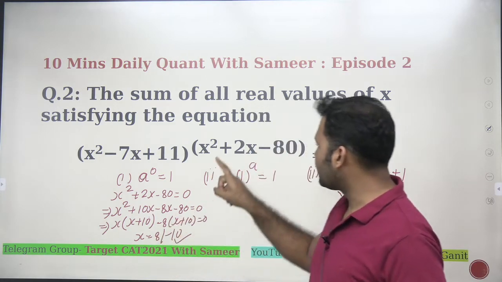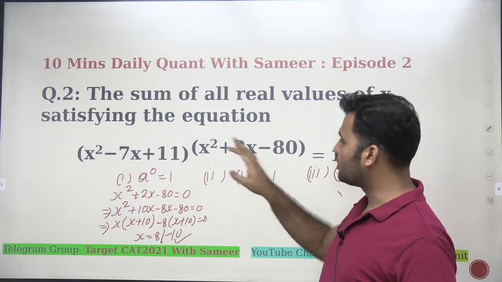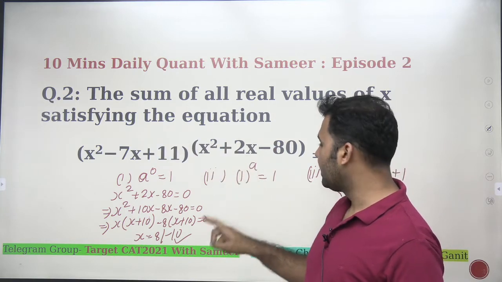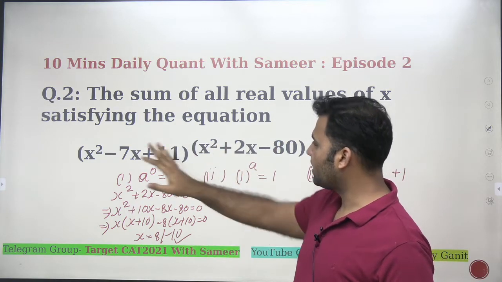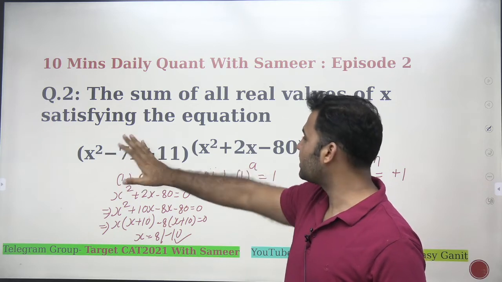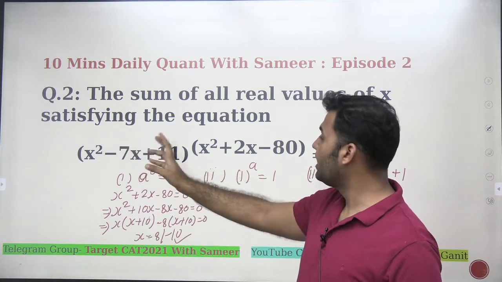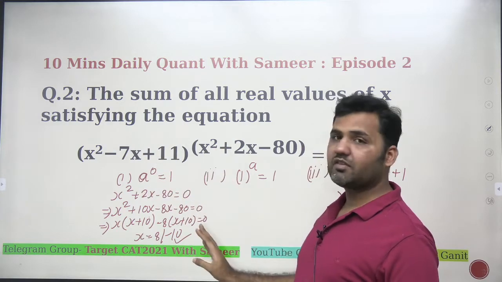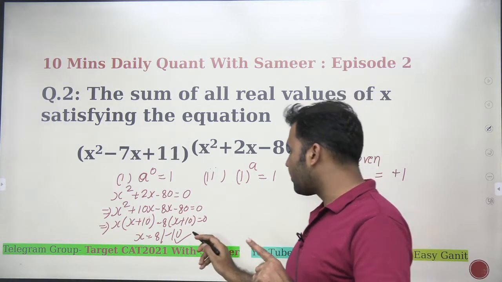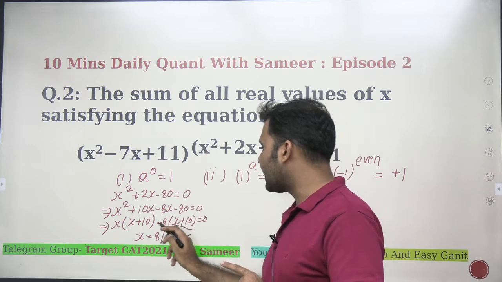That means if I put x as 8, this whole expression will be 0. So anything raised to power 0 is 1. If I put x as minus 10 over here, whatever value this has at x equal to minus 10, obviously it will not be 0, right? Because these are not the roots of this equation. So anything raised to power 0 again will be equal to 1. So the two values of x that will satisfy this equation are 8 and minus 10.